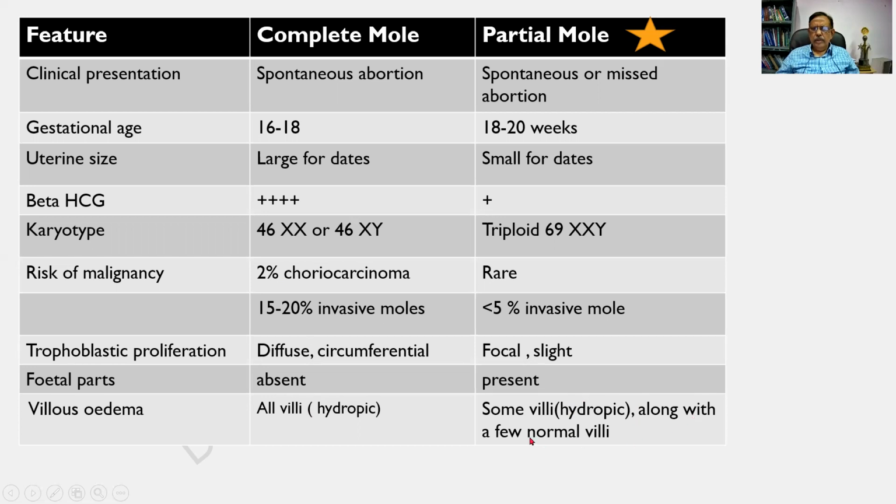villi may appear normal. Please learn this particular tabular column by heart. It is of paramount importance.